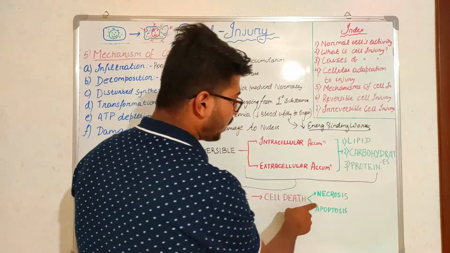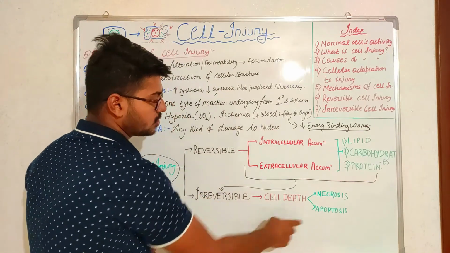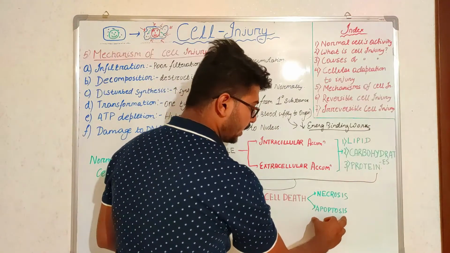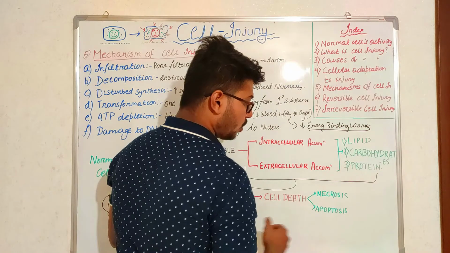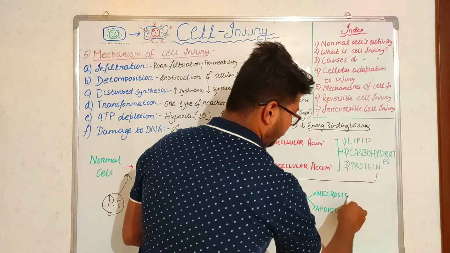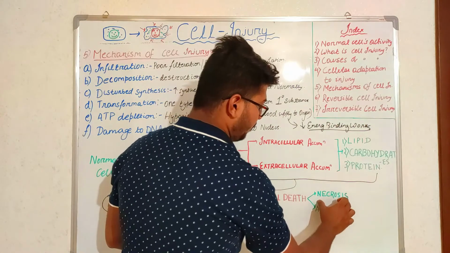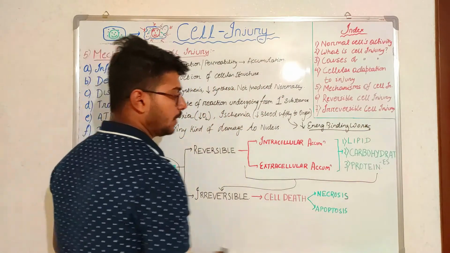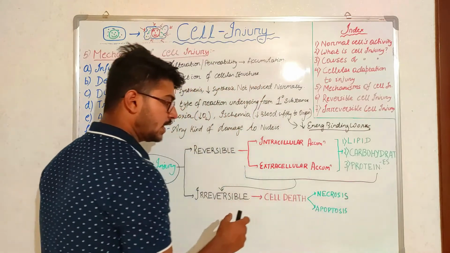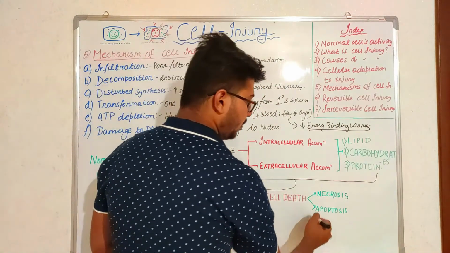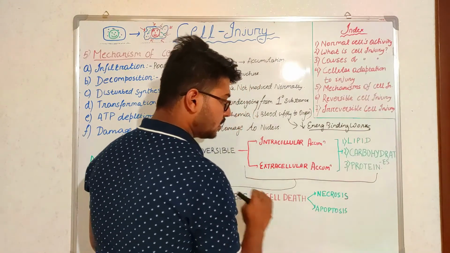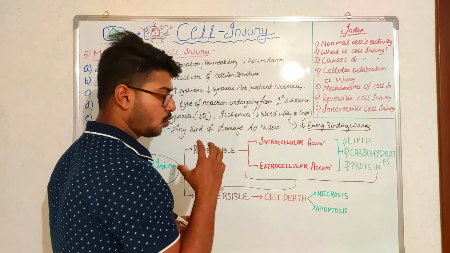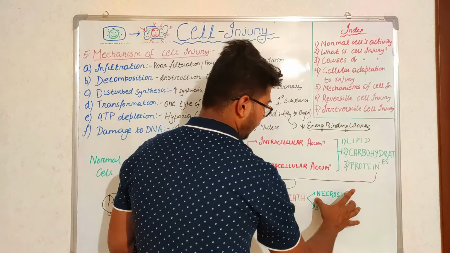And cell death is of two types: necrosis and apoptosis. Apoptosis is called programmed cell death, and necrosis is known as unprogrammed cell death. It means in apoptosis the cell knows that it has to die, so it programs its own death. So it is known as apoptosis. And if the cell does not know that it is going to die, then the condition is known as necrosis.